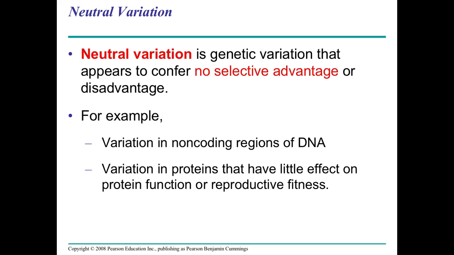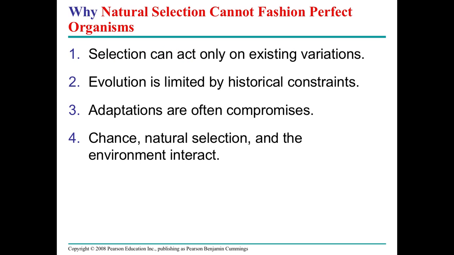Neutral variation is genetic variation that doesn't really have any advantage or disadvantage. So neutral variation is the change in our non-coding regions of DNA. It doesn't matter if there's variation there because our DNA is not making proteins. And variation in proteins that don't really have an effect on our reproductive fitness is another example of neutral variation.